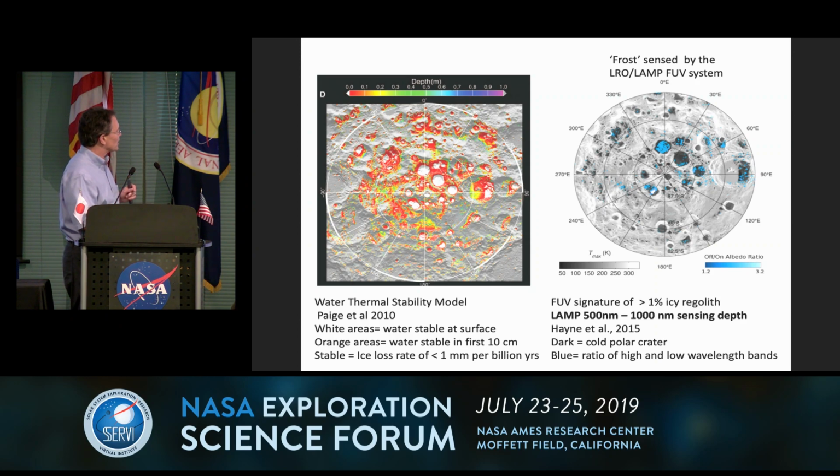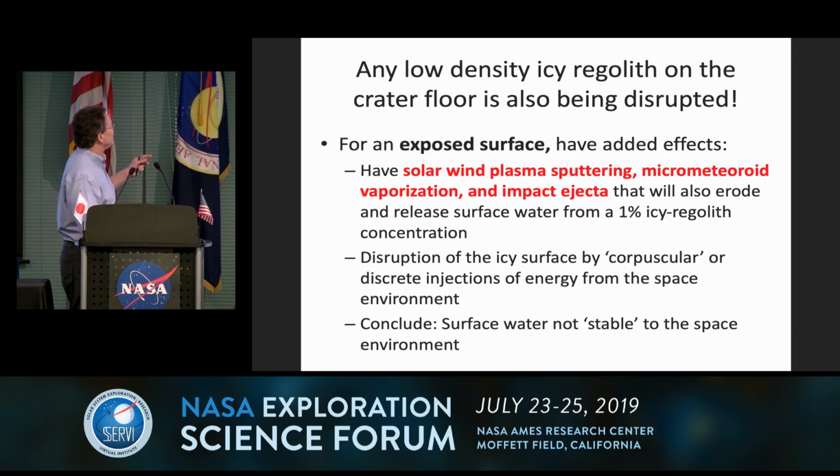And Elizabeth Fisher talked about this as well, looking at LOLA brightness, that temperature wasn't the only factor. Maybe it's the 0th order parameter, but there's something else going on. The other thing that might be going on is that any low-density icy regolith is exposed to other elements of the space environment, including solar wind plasma sputtering, micrometeoroid vaporization, and impact ejecta. And this should have an effect on redistributing the surface ice. In particular, maybe the ice isn't quite as stable as we think when we just think of it in terms of temperature.